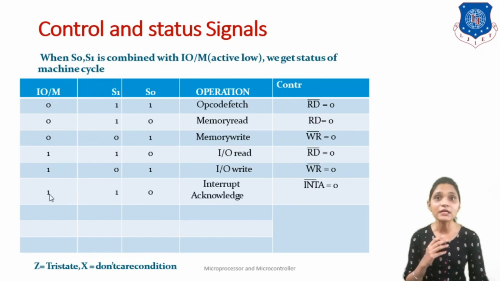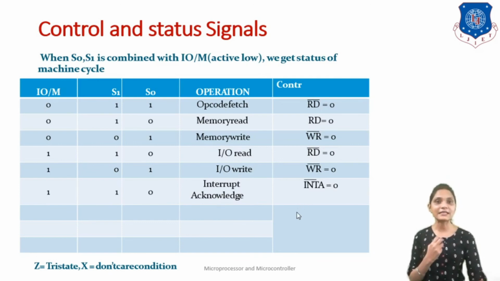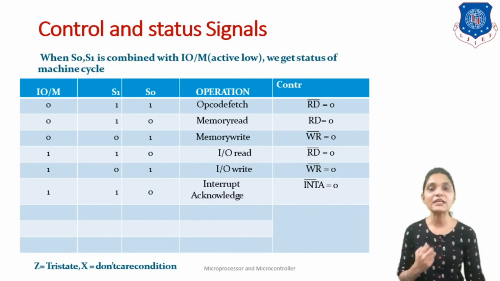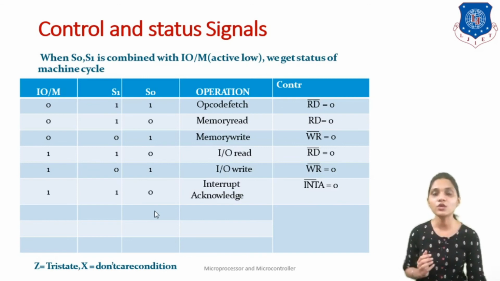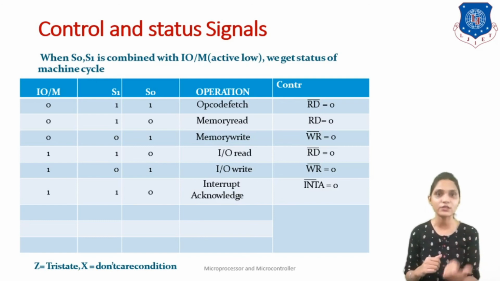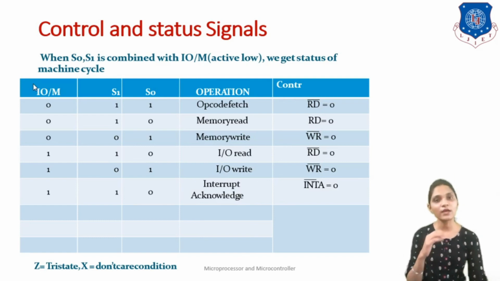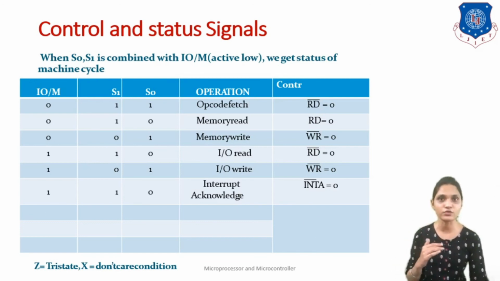Similarly, if we see the next combination, that is IO comma M bar is 1 and S1 is 1 and S0 is 0, then this is indicating the interrupt acknowledgement, and for that you will require INTA bar equals to 0. That is the interrupt acknowledgement signal. After you have acknowledged the interrupt, you will generate one control signal. Processor will tell that I have read this interrupt, and it will acknowledge with INTA bar as a 0. This is also an active low signal. Okay, that we are going to see in another pin group, that is the interrupt group. It is an active low signal.